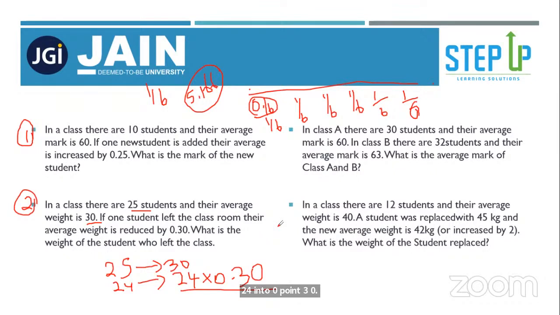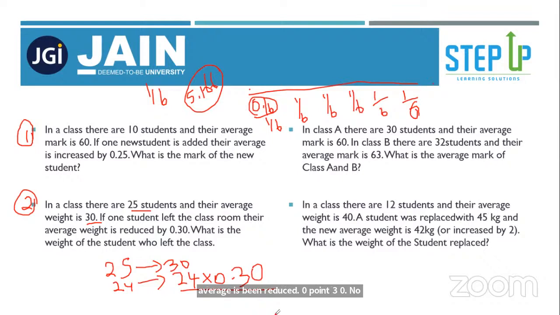There are 25 students. One student left. That means there are 24 students. Salini, are you clear? There are 25 students. One student left, so there are 24 students. Got it right? 25 students, the average weight is 30. With 24 students, the average has been reduced by 0.30.